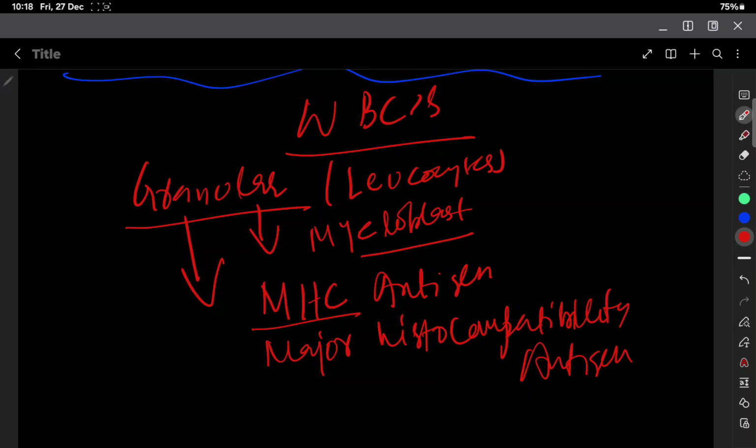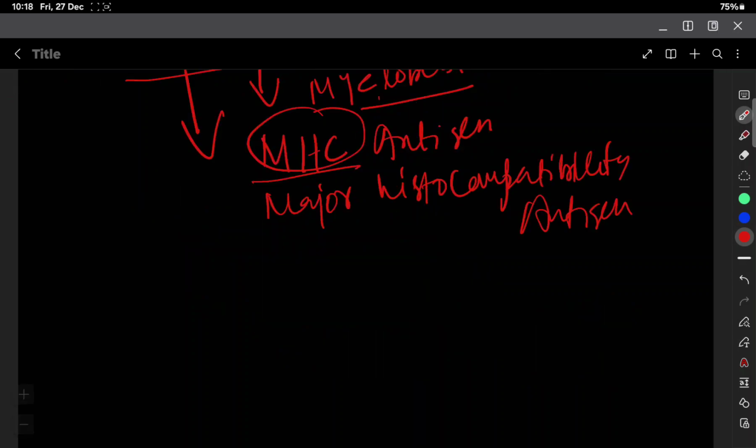So we will discuss here the WBCs. Okay, these are of two types, granular and agranular. WBCs are also called leukocytes. Granular leukocytes develop from myeloblasts and they contain MHC antigen. MHC means major histocompatibility antigen. So there is presence of MHC antigen in granulocytes.